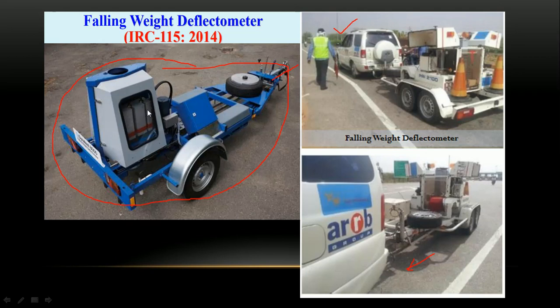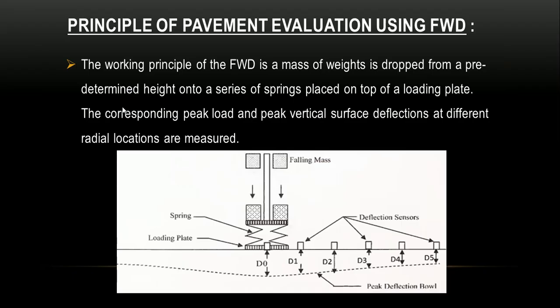The maximum load we are applying through the loading system, what you are observing, is 40 kilonewton. If it is a 2-lane road, then 40 kilonewton is the maximum load. Whatever the specifications are as per the IRC, we can see in the next slides.